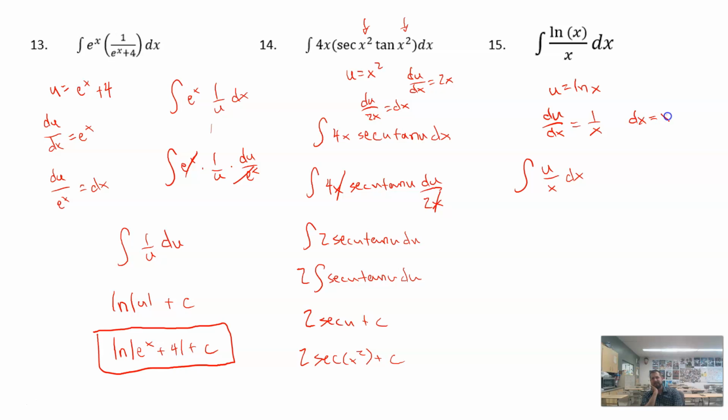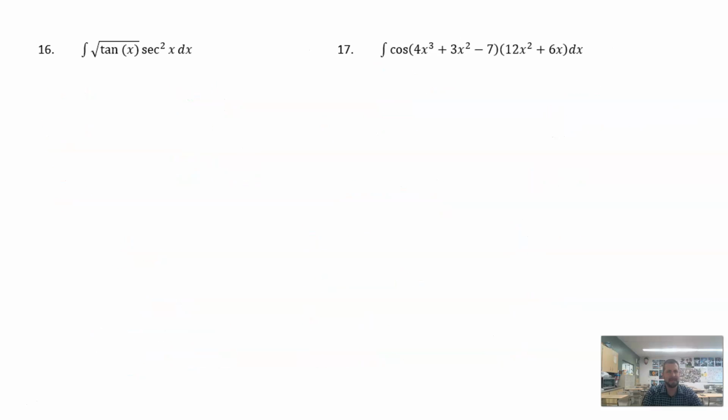So I get dx is equal to x times du. Once I have that, I've got u over x multiplied by x du. The x's cancel. I've got u du. Take the antiderivative of that. I get u squared over 2 plus c. And then I just plug my u back in. So I get the ln of x squared divided by 2 plus c. So there's my answer for number 15. Again, a little bit more complicated, but not terrible, just that extra step on u substitution. I'm going to do these ones real quick, and then we can just look at the answers.